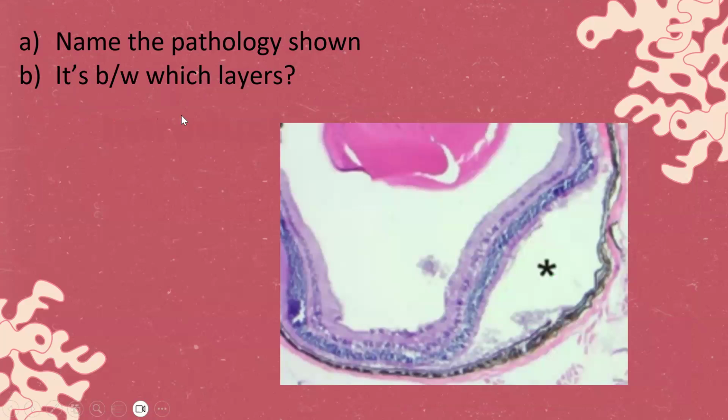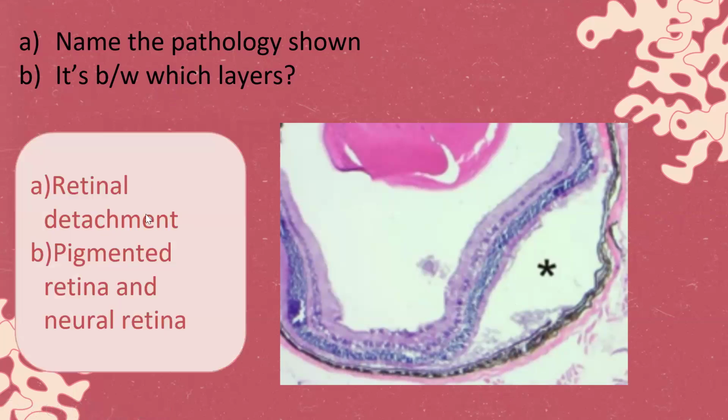Okay, name the pathology shown. Okay, this is obviously retinal detachment. I didn't talk about it in detail, but I said the normal tissue layers. So this is the choroid, this is the sclera, this is the choroid, and there should be the retina attached. So here, it's normal tissue. Here it is detached. So this is retinal detachment. It usually occurs between the pigmented retinal layer and the neural retinal layer.